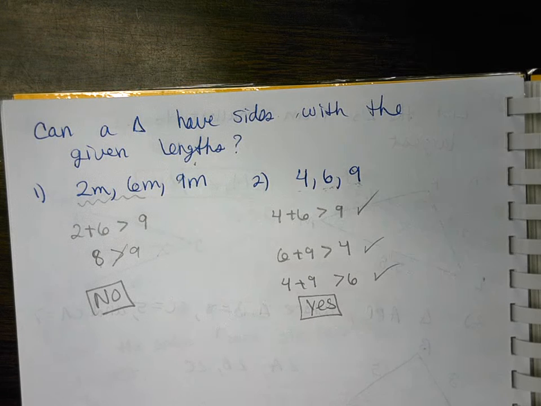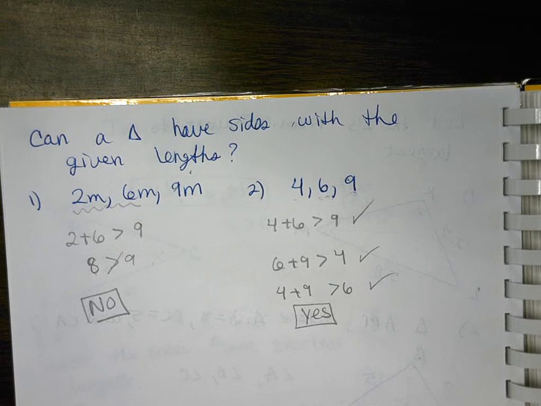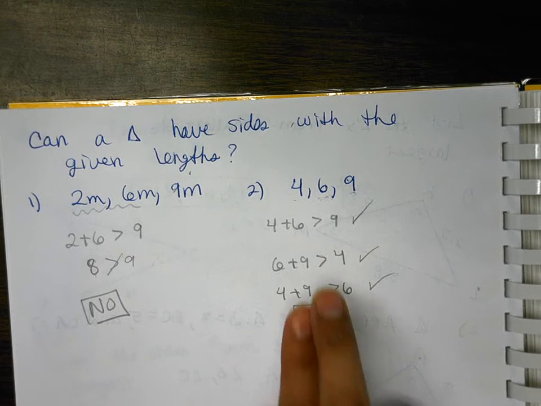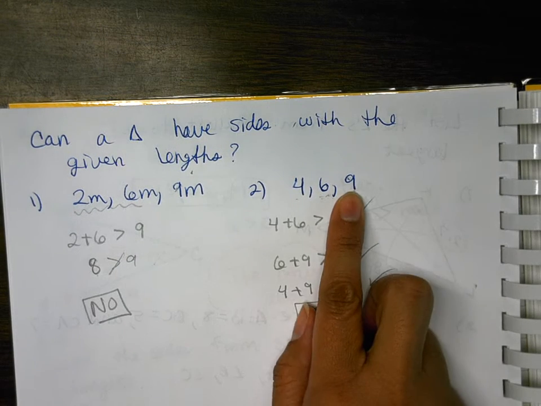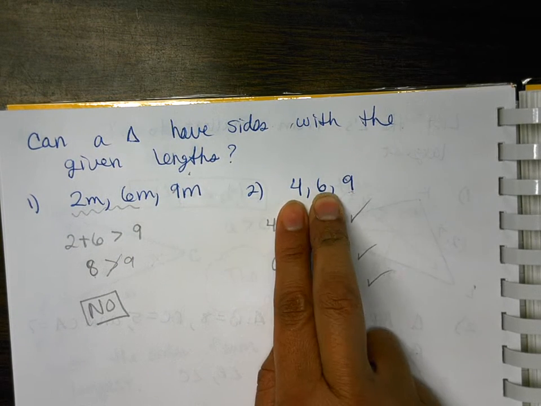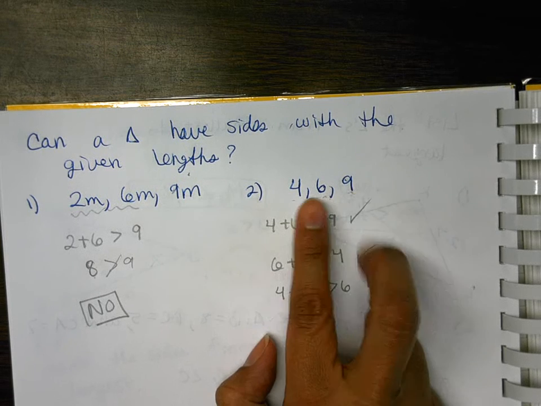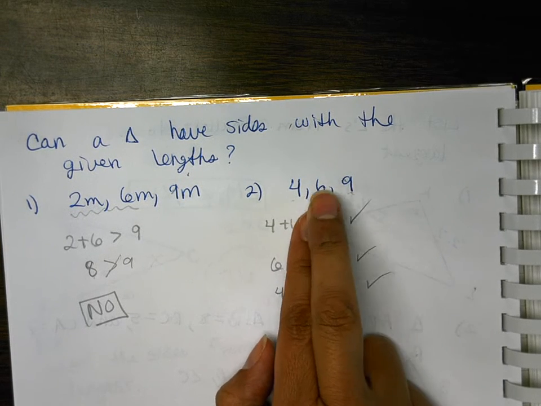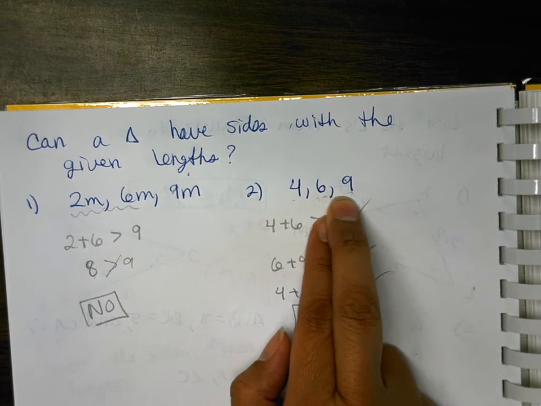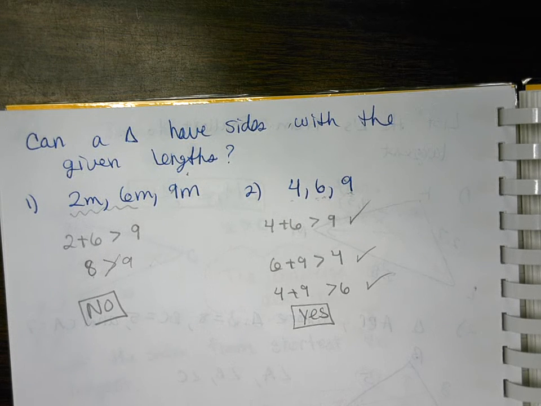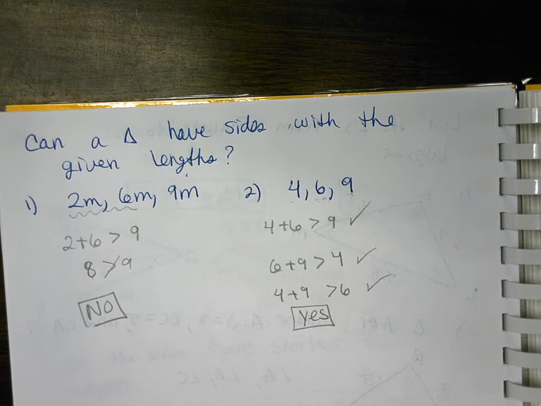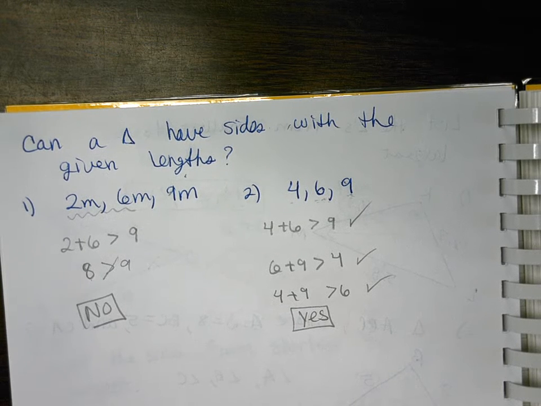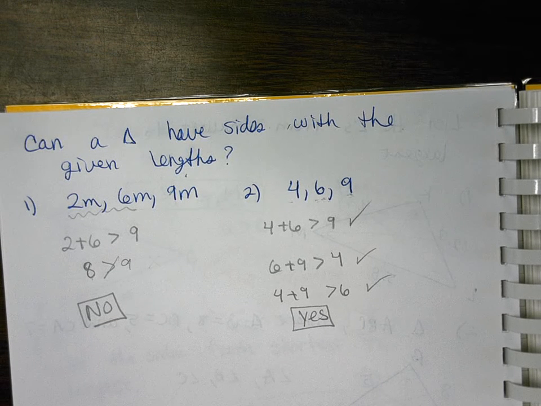Let me answer this question first. It doesn't matter what number you use. As long as the sum of any two is greater than the one you're not adding. These two greater than 9, these two greater than 4, these two greater than 6. As long as the sum of any two of these numbers is greater than the third. Now, guys, I do need you listening.